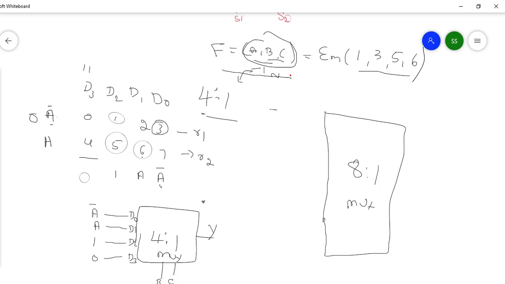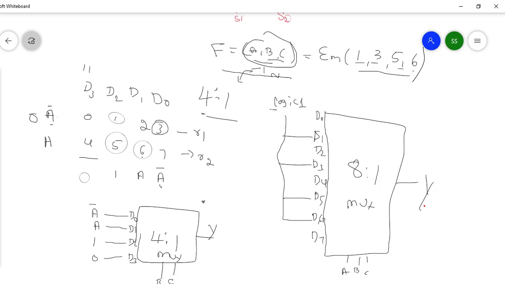Okay, so you have D0, D1, D2, D3, D4, and then D5, D6, D7. Okay, now here which are the things selected? 1, 3, 5, 6. So select related, that 1 is there, 3 is there, and 5 is there, 6 is there. Okay, these all make together and write as logic 1, and all others are 0. Okay, so make select lines ABC, and this is your Y.